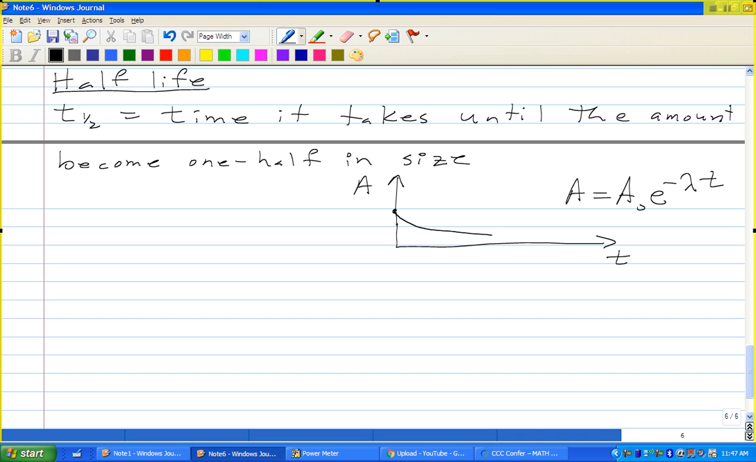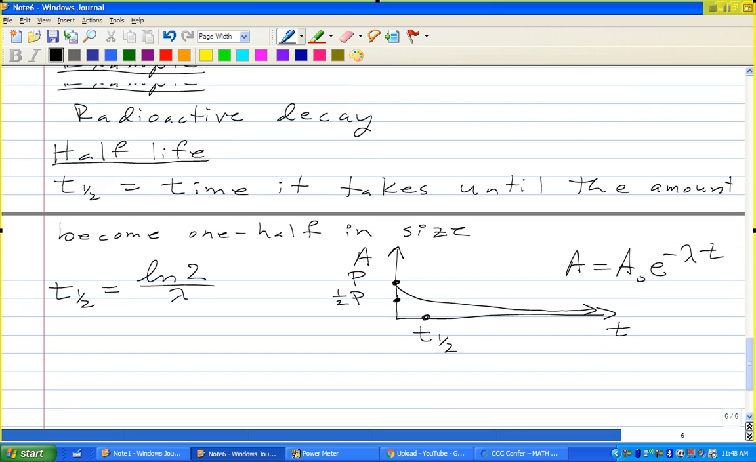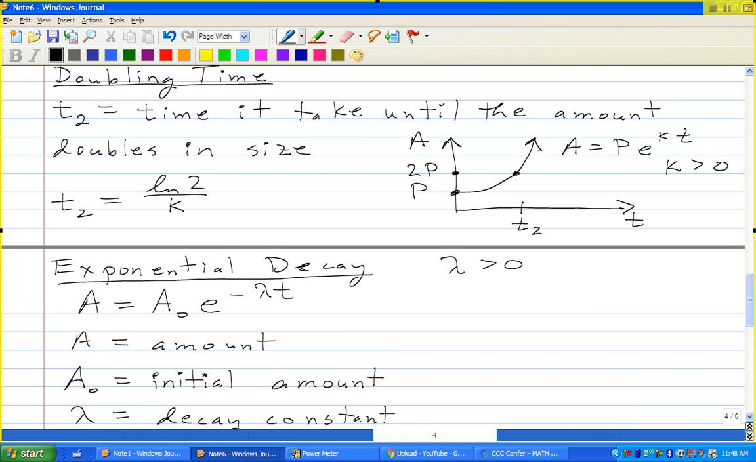So suppose we decay. We start out with some amount, and the amount of time it takes until it's half of that original amount is the half-life. The half-life has a formula: ln 2 over lambda. So it's basically the same as the formula we had before for the doubling time.